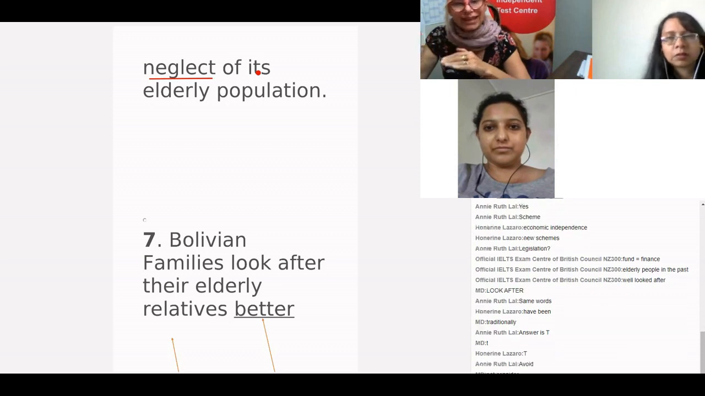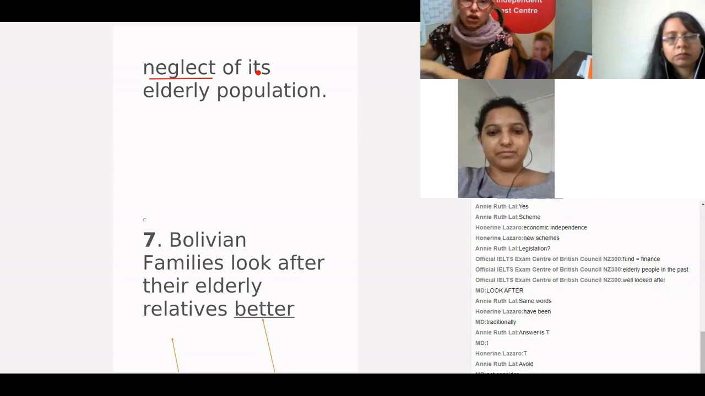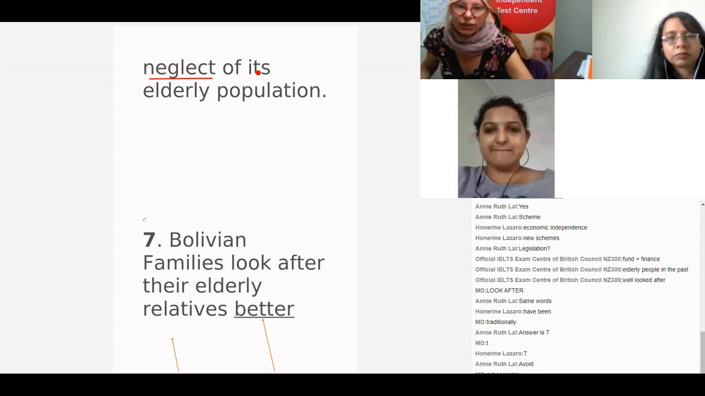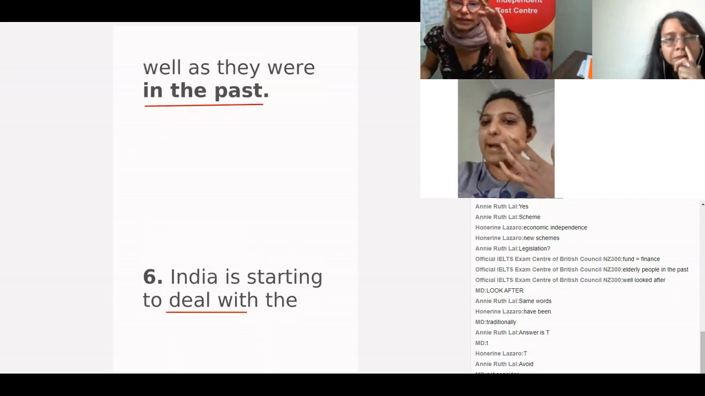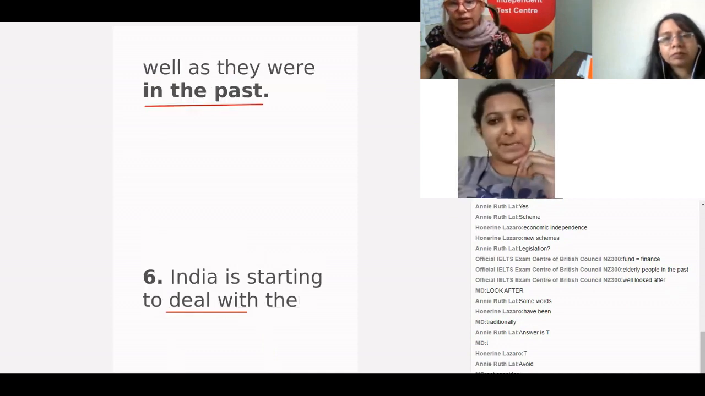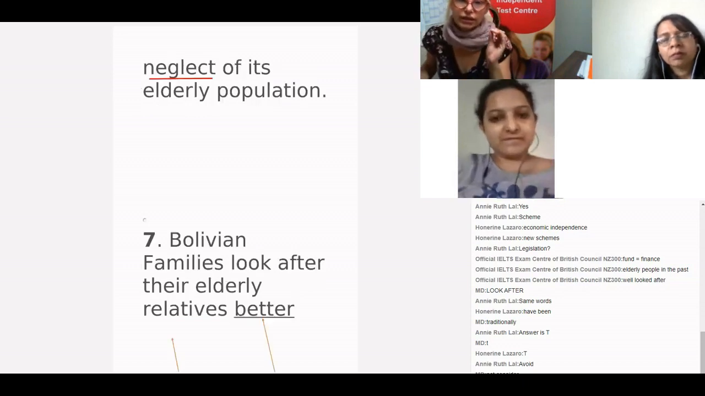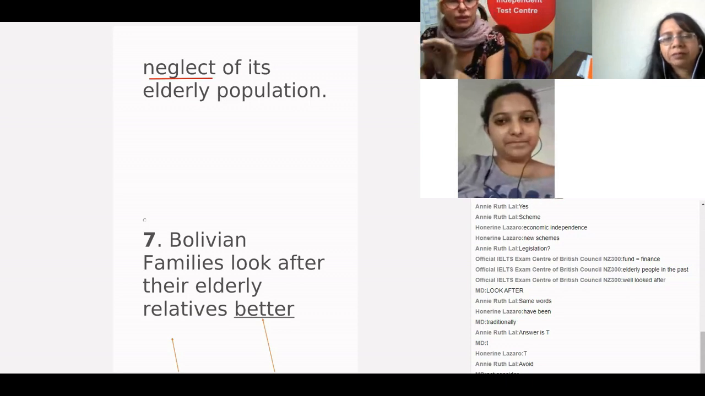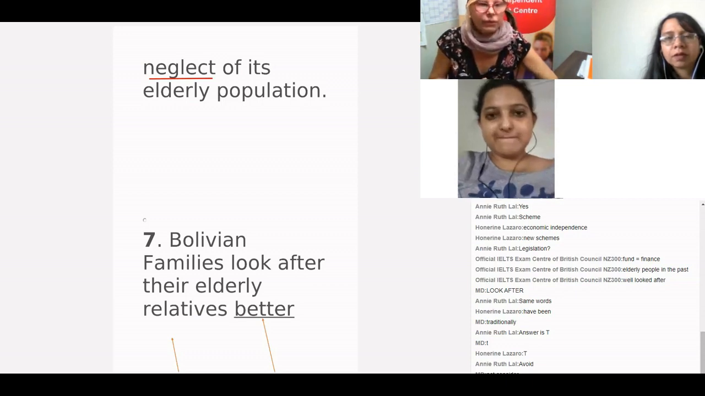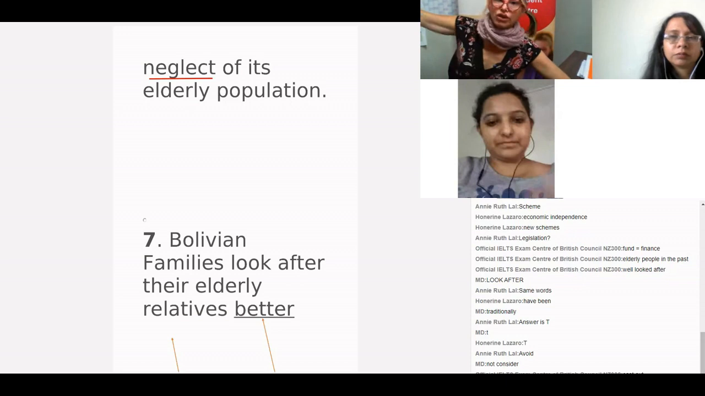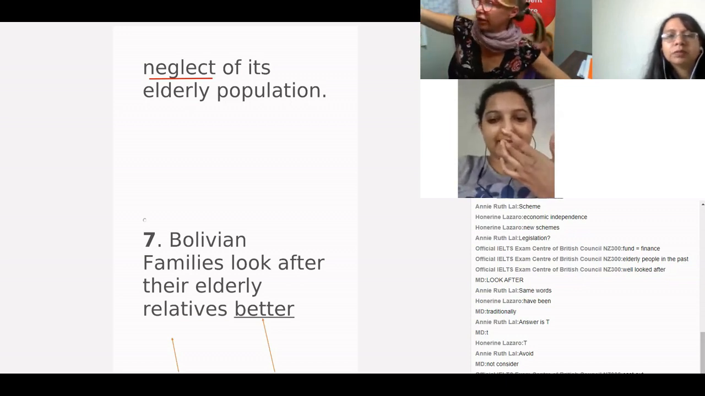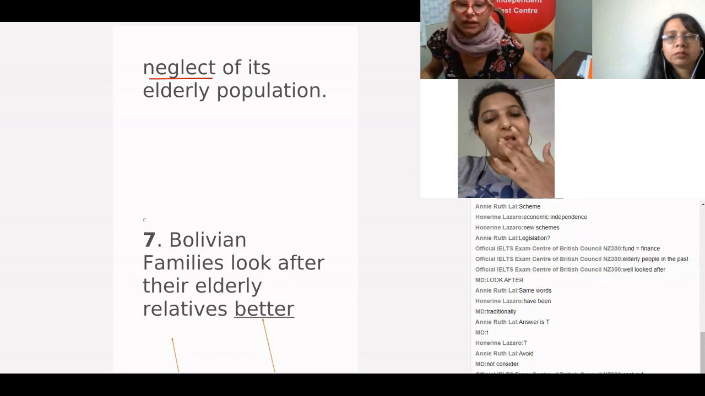So neglect means when you don't care for somebody, not consider, right? You don't consider, you don't care, you don't look after. So our statement is India is starting to deal with. So deal with means find a solution for the elderly population because they are being neglected. Remember before in the text we saw the word cast out? Cast out means pushed out, pushed out of the house. Goodbye, grandma, goodbye. You guys go and sort yourselves out. We don't need to look after you.